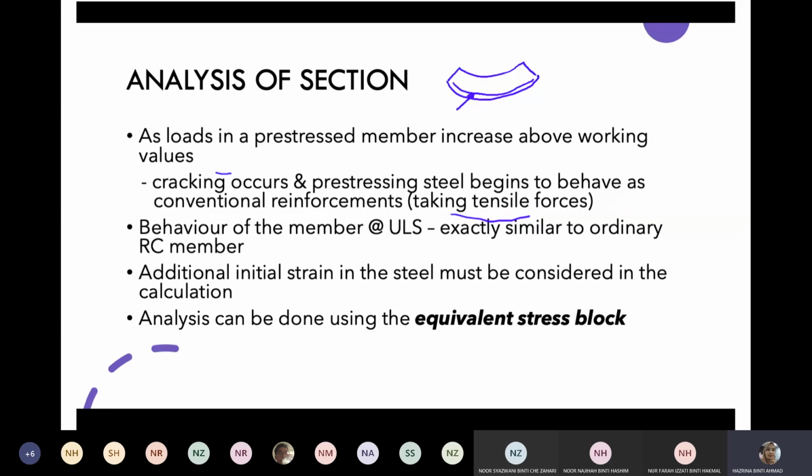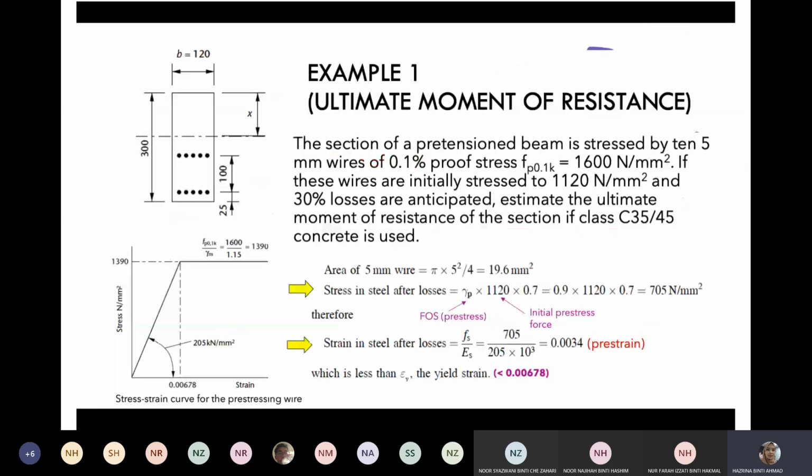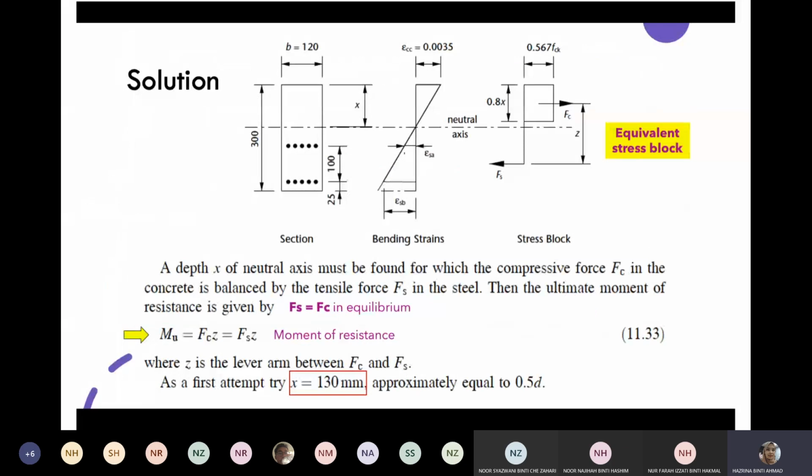with additional initial strain in the steel that must be considered in the calculation, right? So we are going to have additional initial strain subjected to our pre-stressing steel. This analysis can be done using the equivalent stress block. The equivalent stress block is the same equivalent stress block that we have used for an RC structure in the analysis of sections, right?